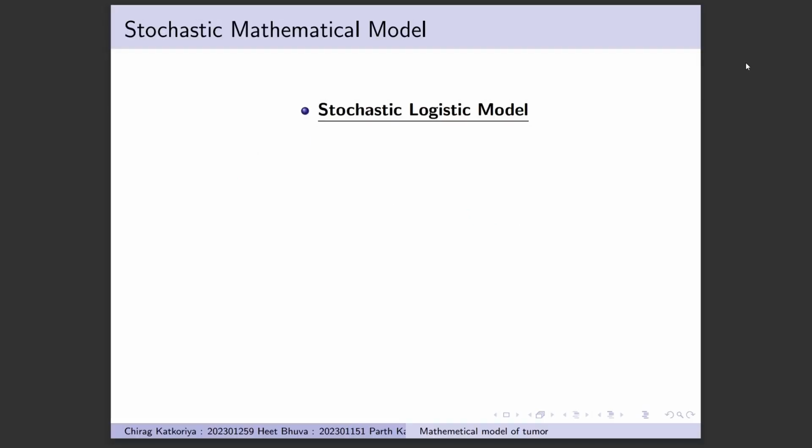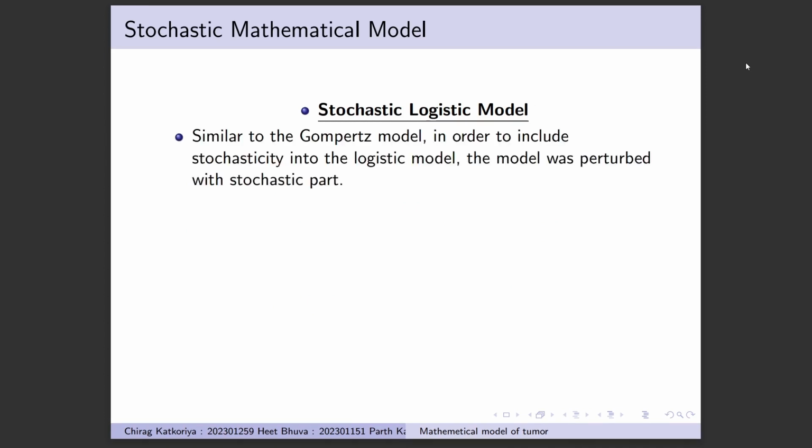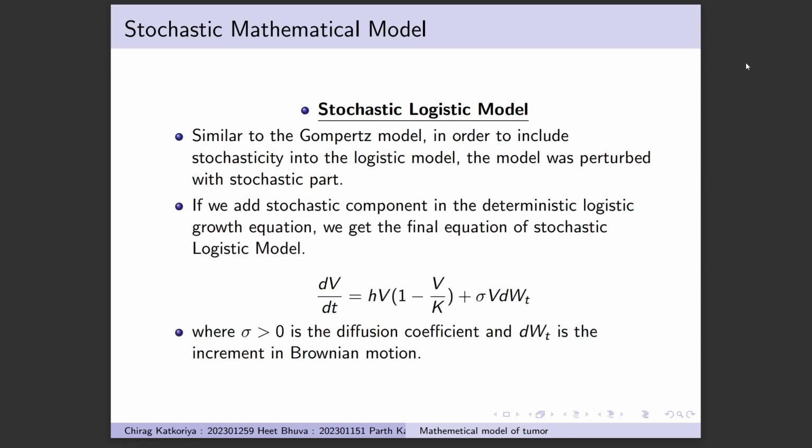So let's talk about the stochastic logistic model. Just like the Gompertz curve, it is the extension of the logistic model to its stochastic counterpart. So now these are the equations in which the stochastic counterpart is added to the original logistic equation.